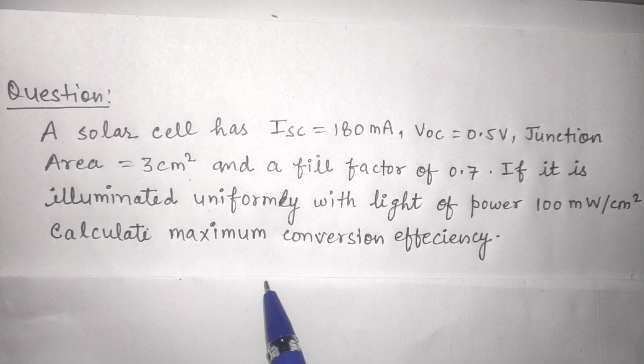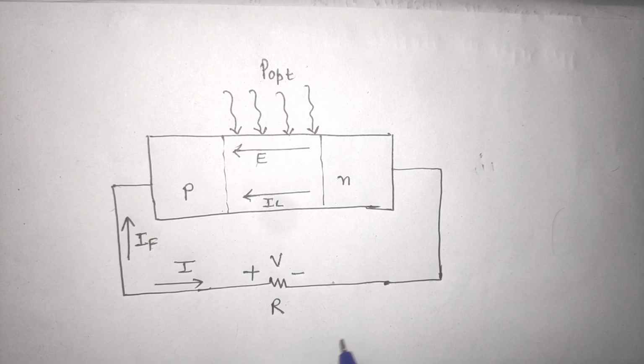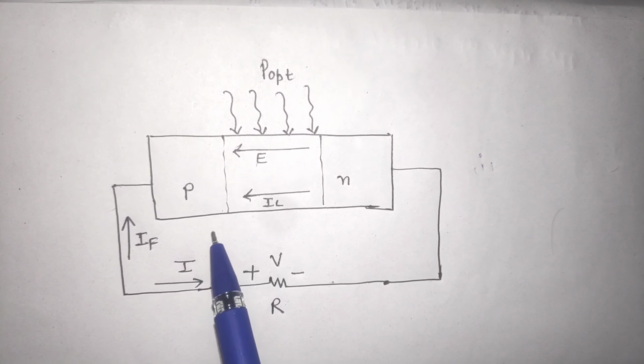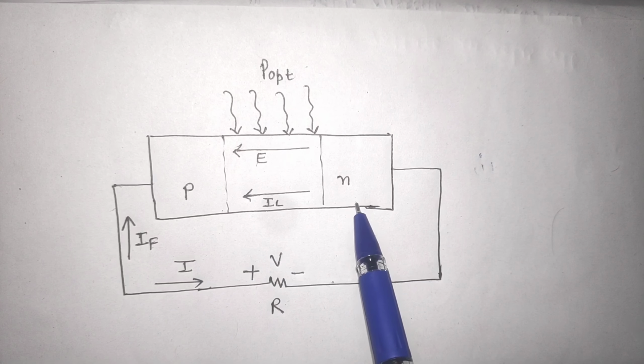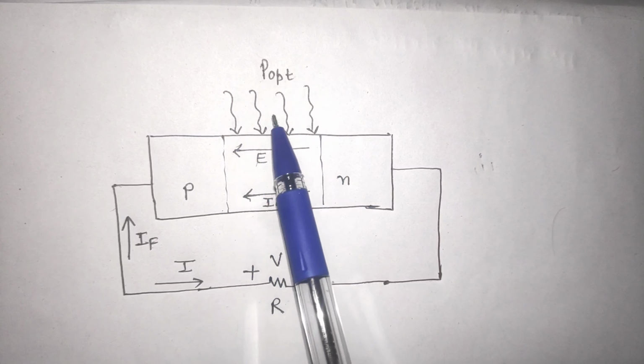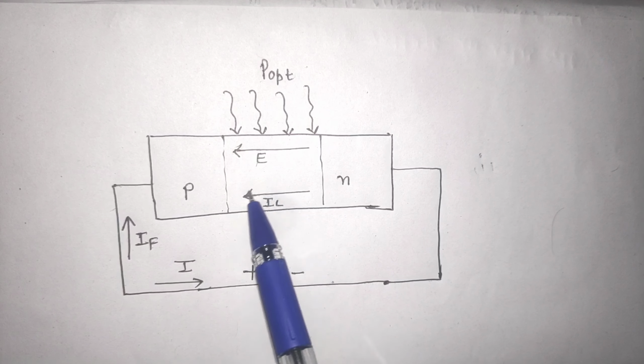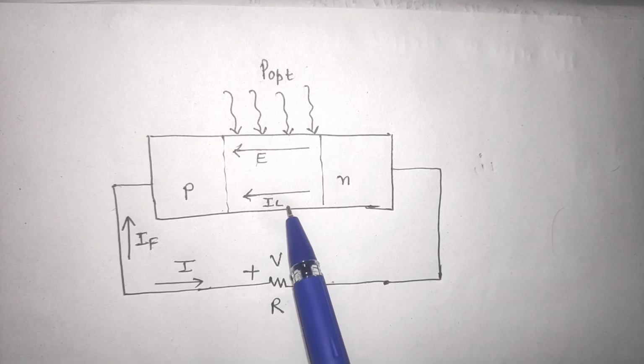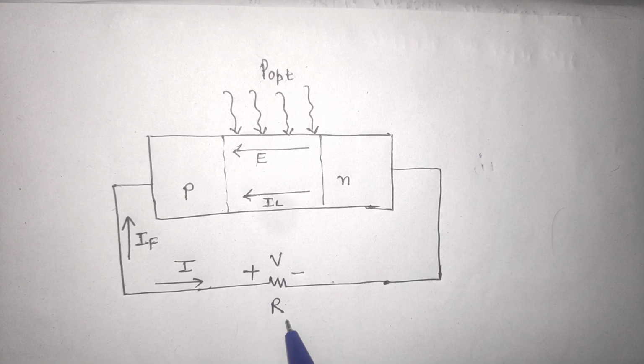First of all, let us understand what is ISC and VOC. Suppose it is a typical diagram of solar cell. In solar cell there are two regions, P region and N region. There is some optical power falling on the solar cell, so IL solar current is generated, and here a load is connected. Across this load voltage V is generated.